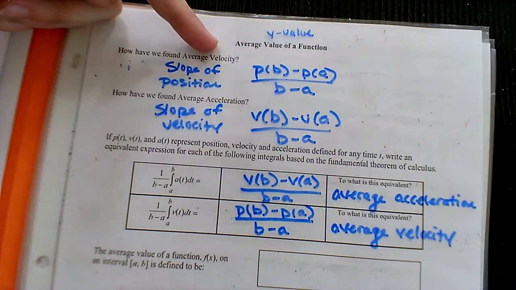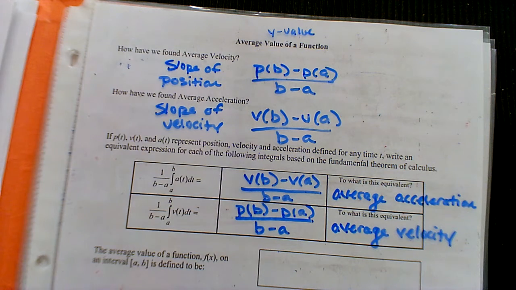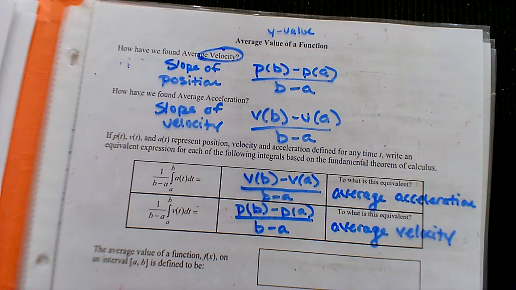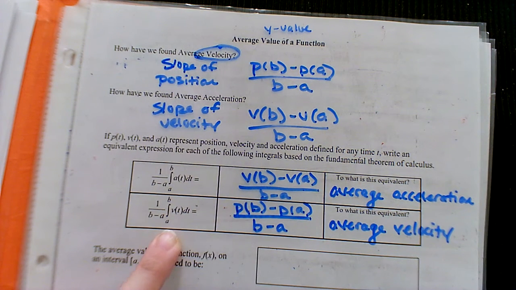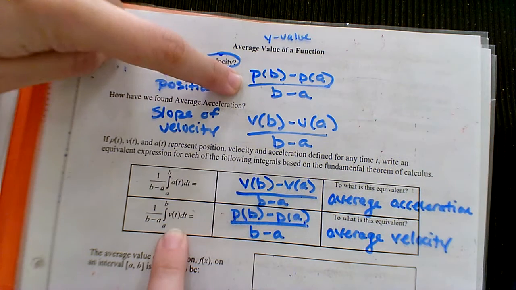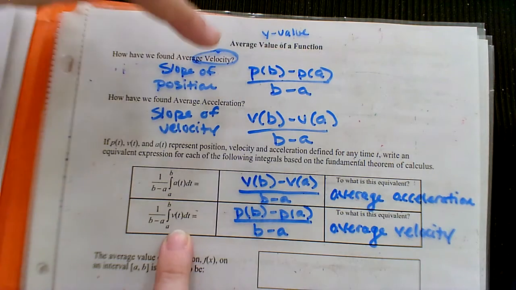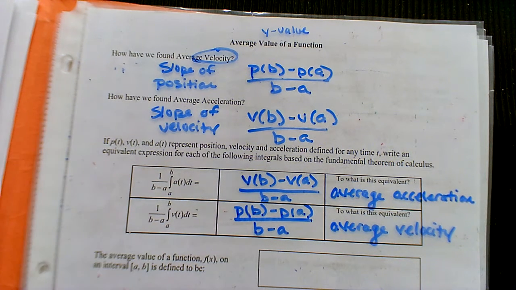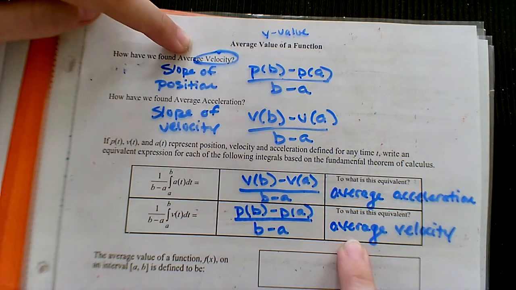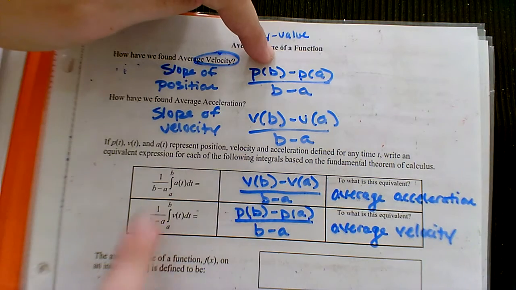Okay, so take a look at this. We can figure out average velocity by taking the slope of the position equation. But let's say you weren't given the position equation. What if you were simply given the velocity equation? You can figure out average velocity by integrating the velocity function and multiplying it by 1 over the difference of the bounds. Both of these statements represent average velocity. It just depends on which function you have. If you have position, you'll do slope. If you have velocity, you'll do integral, specifically with 1 over B minus A out front. So it all depends on what information you have. Okay, they both represent average velocity, but depending on what you have, you might have to use a different mathematical process, either a slope or an integral.